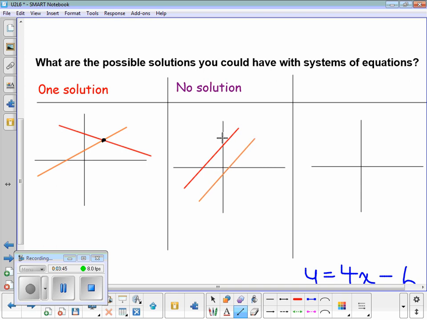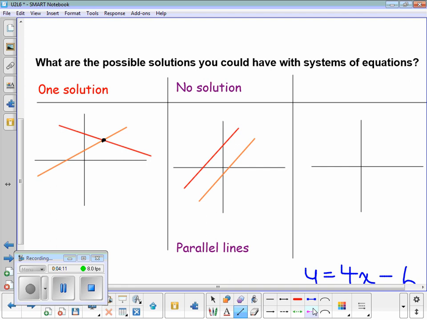Now, these would be what we call parallel lines. And you know that parallel lines do not intersect. They're going up at the same rate or going down at the same rate each time. So parallel lines, if they have the same slope, the rise and run is the same for both of these lines, they will never intersect each other. And if they don't intersect, there's no solution.